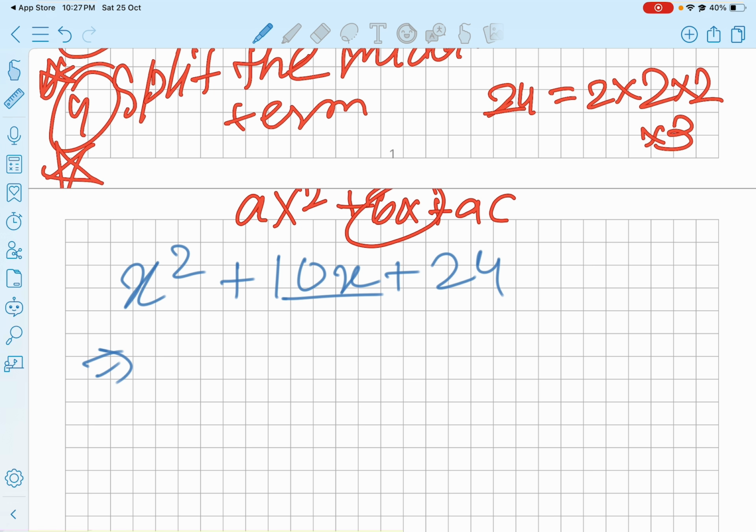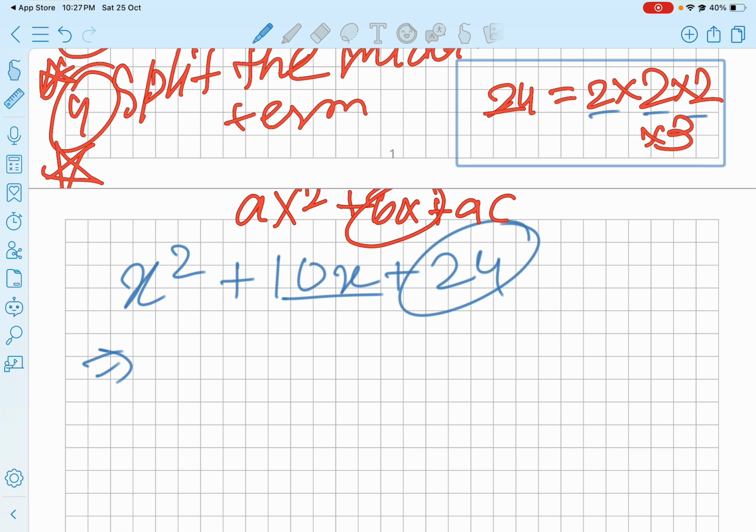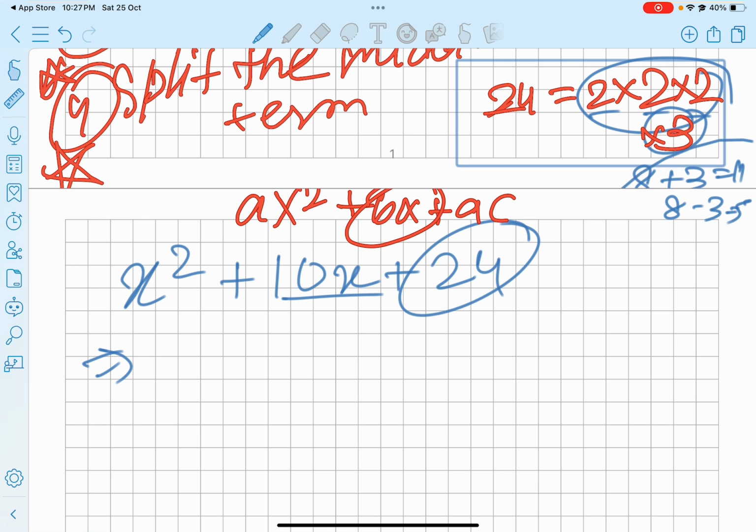Now, there is one catch. 10x has to be split in a way so that the two things 10x has been split into will multiply to give 24. How can we do that? Look at this. We have done the factorization, right? Now try different permutations and combinations. For example, 2 into 2 into 2, that is 8, and left is 3. 8 plus 3 is 11. 8 minus 3 is 5. No, it will not make 24.